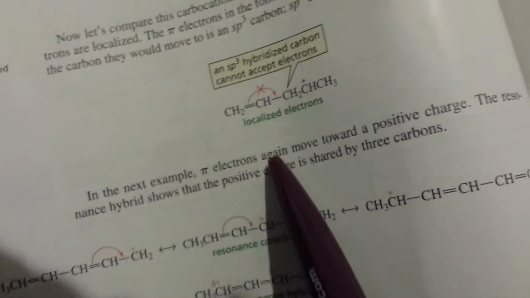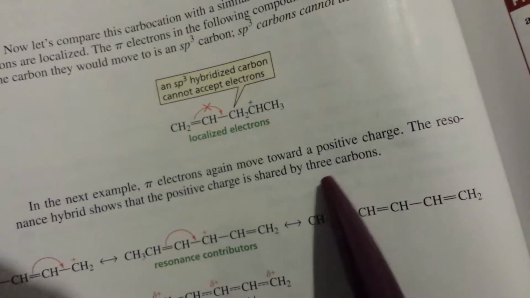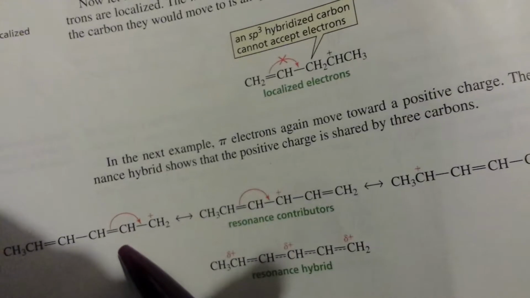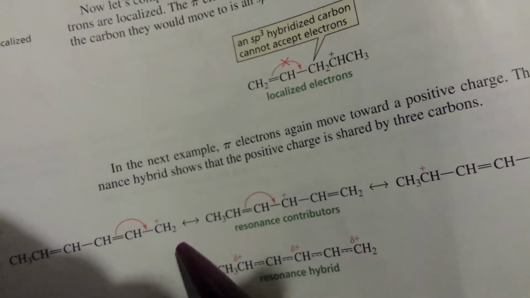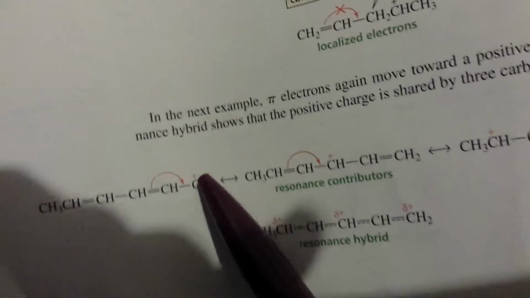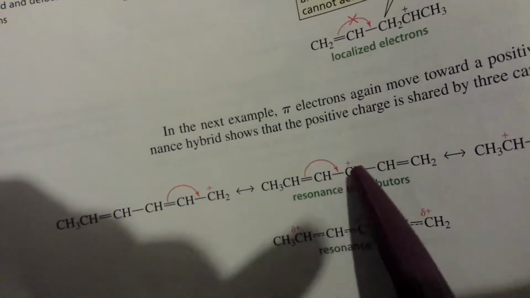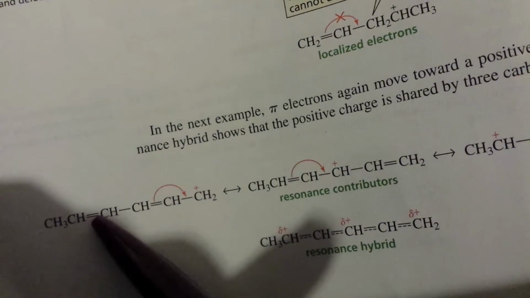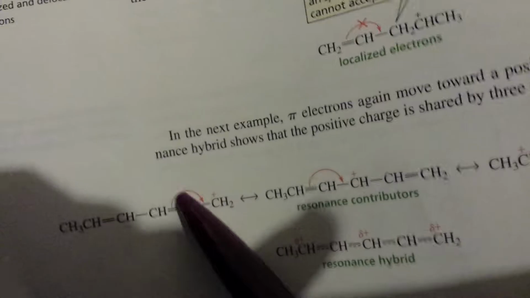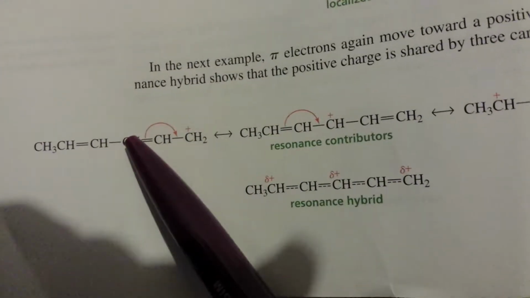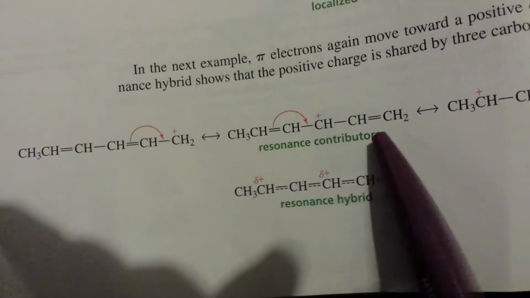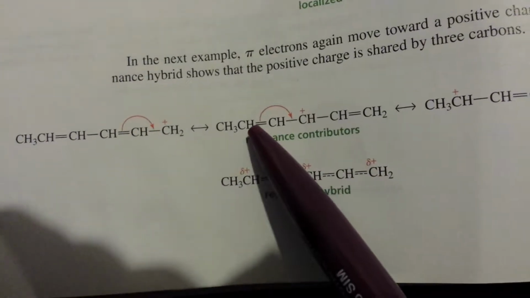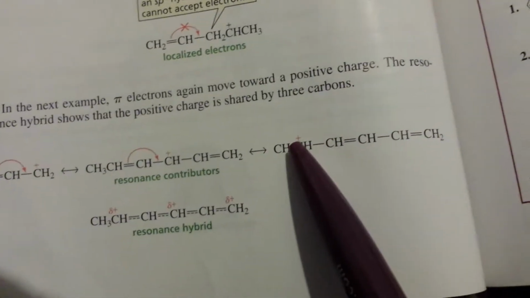In the next example, pi electrons again move towards a positive charge. The resonance hybrid shows that the positive charge is shared by three carbons. So the pi electrons move here, and when they move here, where will the positive charge be? Here I see the positive charge. It will build up here because they form a double bond here, as you can see. Now this electron moves further, and you will see the positive charge here. Yes, that's right. Positive charge here.